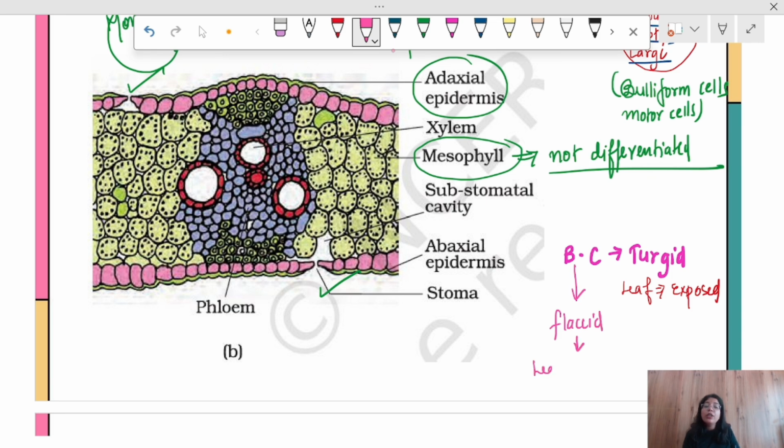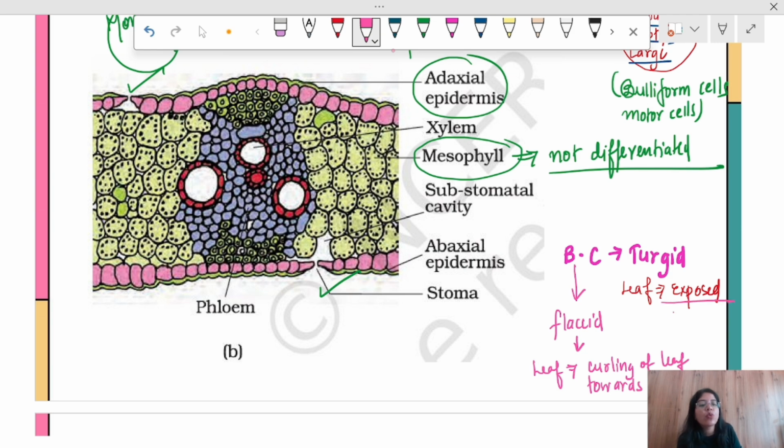what will they do? They will allow curling of the leaf, or you can say rolling of the leaf towards the inside. You can assume a paper and try to roll that paper from both sides. What will happen? The exposed surface area will now be hidden.